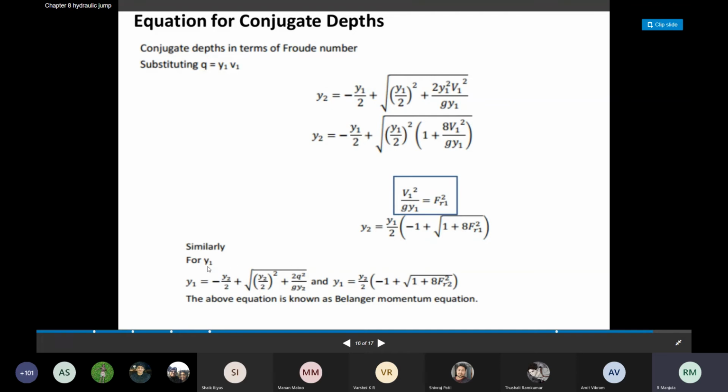Okay, for y1, similarly you can substitute. This is for y2. Similarly, y1 is equal to minus y2 by 2 into y2 by 2 into minus 1 plus square root of 8 plus alpha square. So you can find both equations of y1 and y2 in terms of Froude number also.